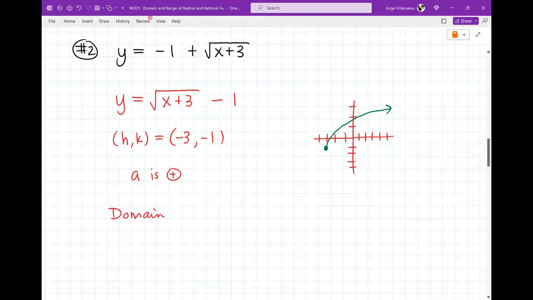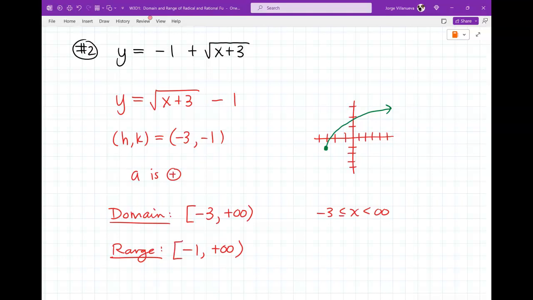So domain and range. So how far left does this go? -3. How far right? Positive infinity. Remember, they might write it like this. Range, how low? So -1. And how high? We're going to positive infinity again, right? So it might look like this.